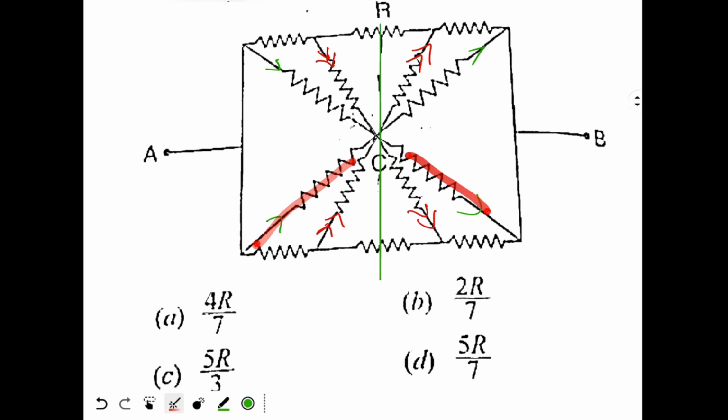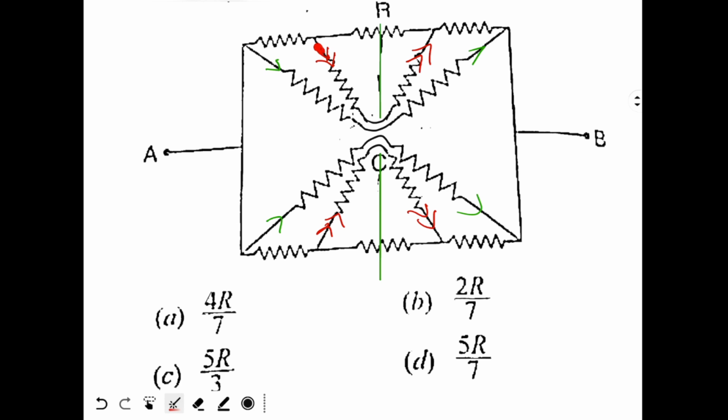So what we can do is connect these two directly. We can break this junction over here, and redraw our circuit. How will we redraw the circuit? We will connect these two resistors together, and these two together.